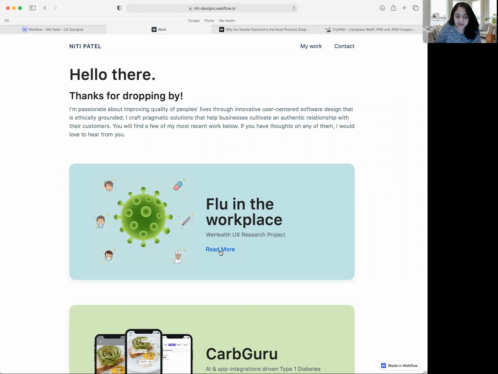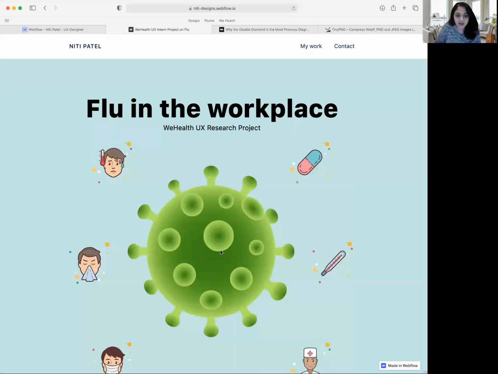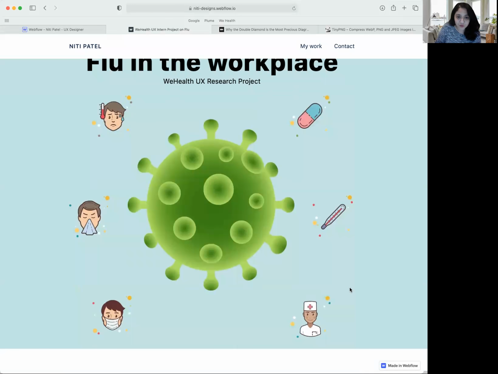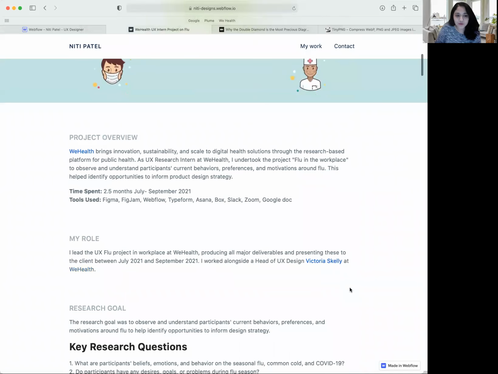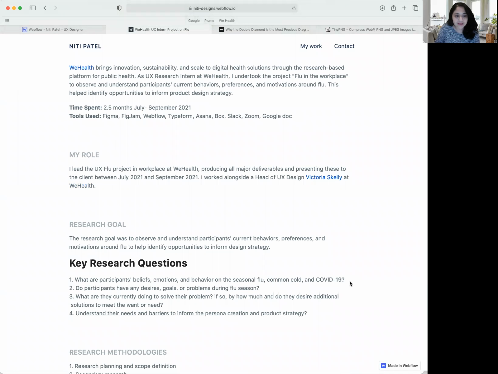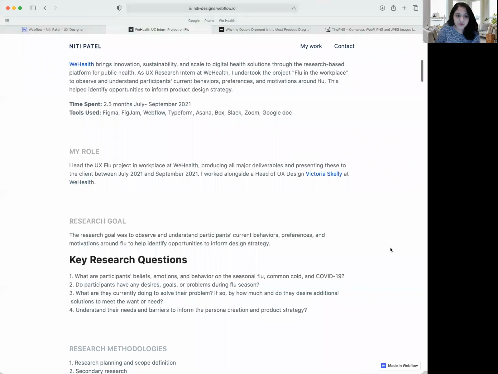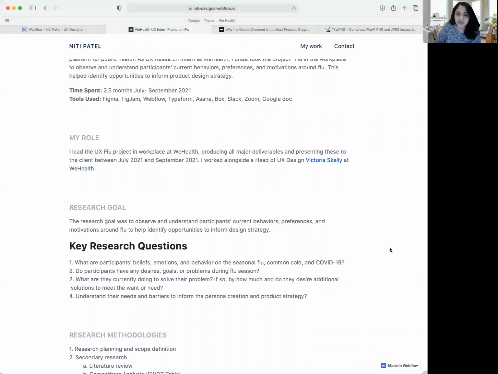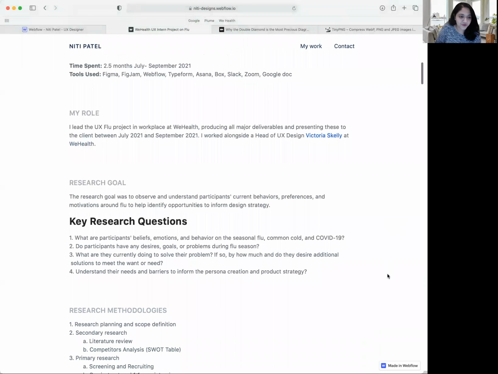So this is my case study that I'm going to present today, which I did at WeHealth as an intern. Flu in the workplace. To give you a little bit of overview of the project and the company, WeHealth believes in bringing innovation based on research to improve the lives of people. At the time, I roughly spent about 2 months on the project, and these are the tools I used, mainly Figma, FigJam, Webflow, Asana, etc.